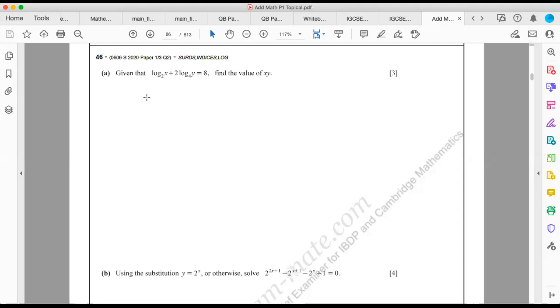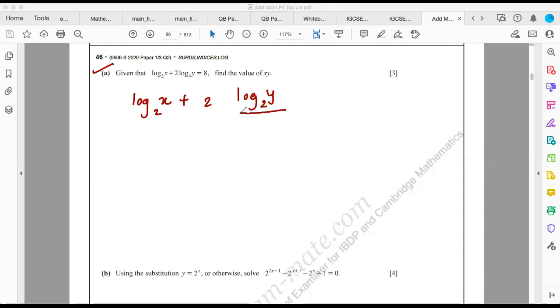So in the first example, the question is: solve for log x to the base y plus 2 times log y to the base 4 equals 8. So find out the value of x and y. When you're solving for this, you can notice the first discrepancy is the base out here. You change the base to 2, that's the ideal one. So this you keep as it is. This can be written as log y to the base 2 over log 4 to the base 2, equals 8.